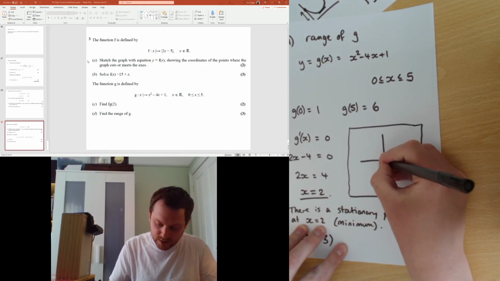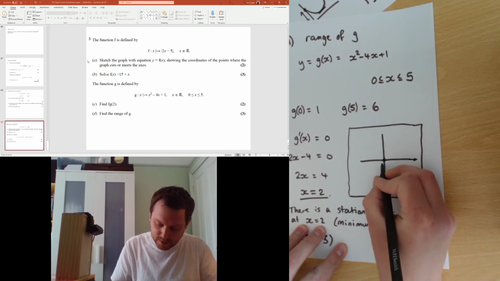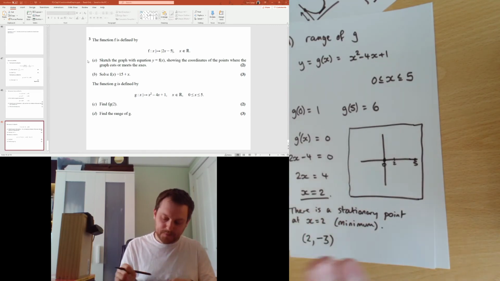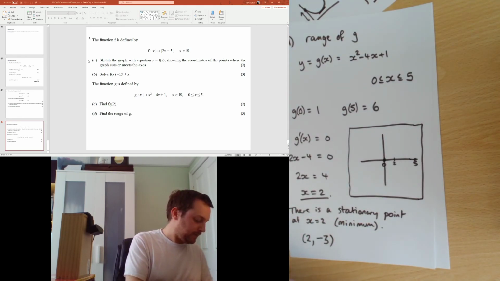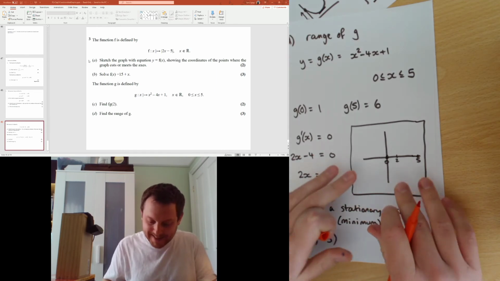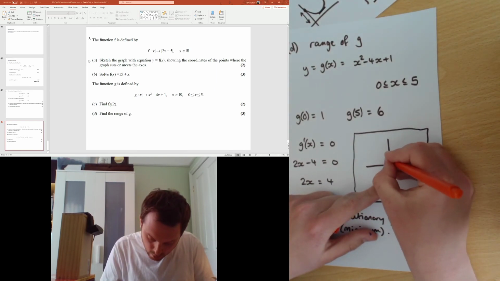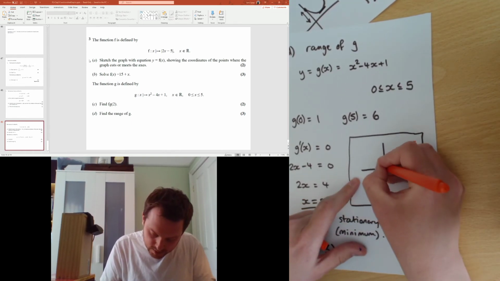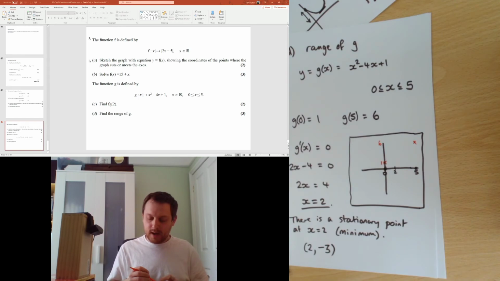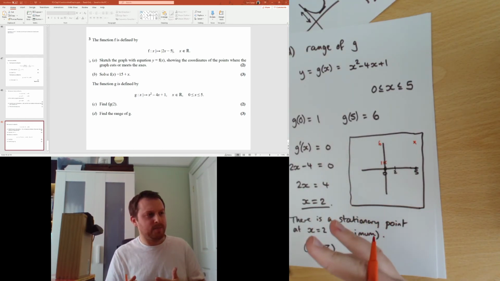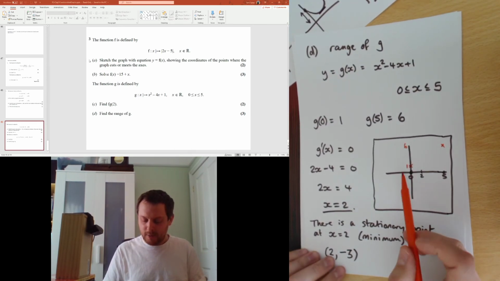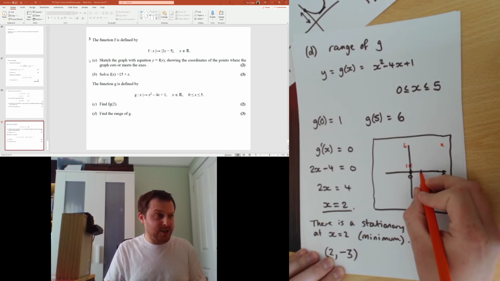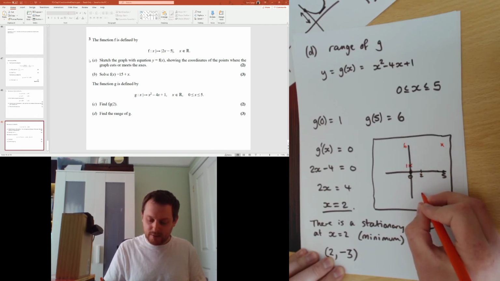Remember, it's actually only between 0 and 5. So there's 0, there's 5, and there's a point here, 2. Use a different colour. Now at 0, it was up here at 1, and at 5, it was all the way up at 6. So this is 1, and this is 6. And so, very naively, when perhaps you got this wrong, you maybe would just put 1 to 6. But here's the point. At 2, it's actually down here at -3.